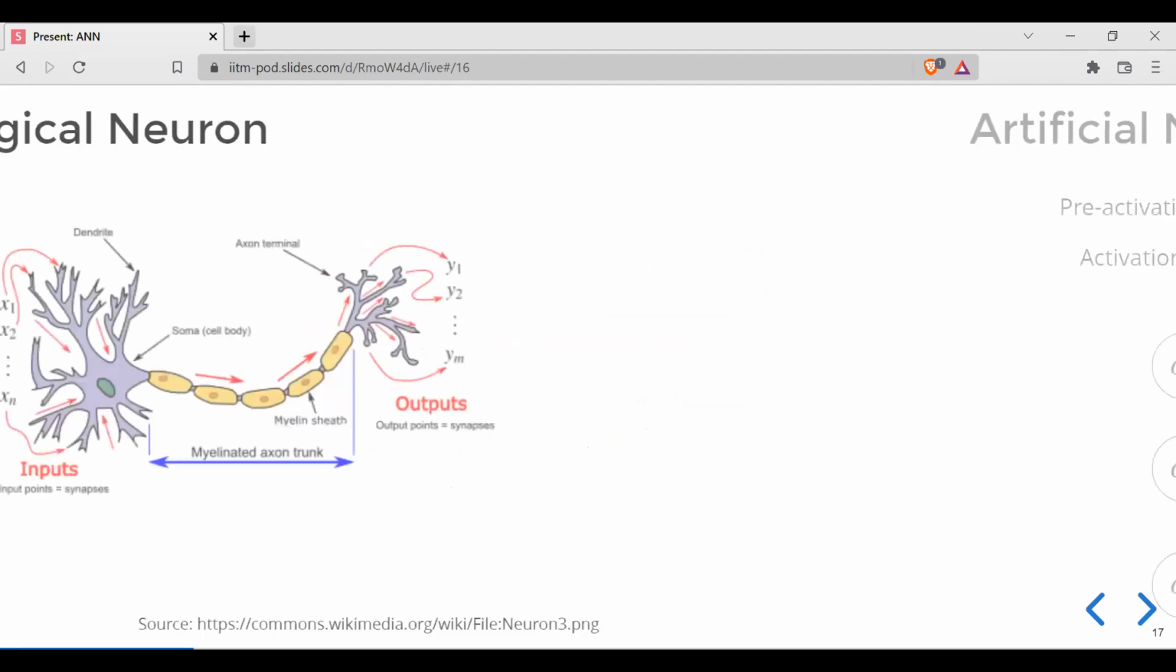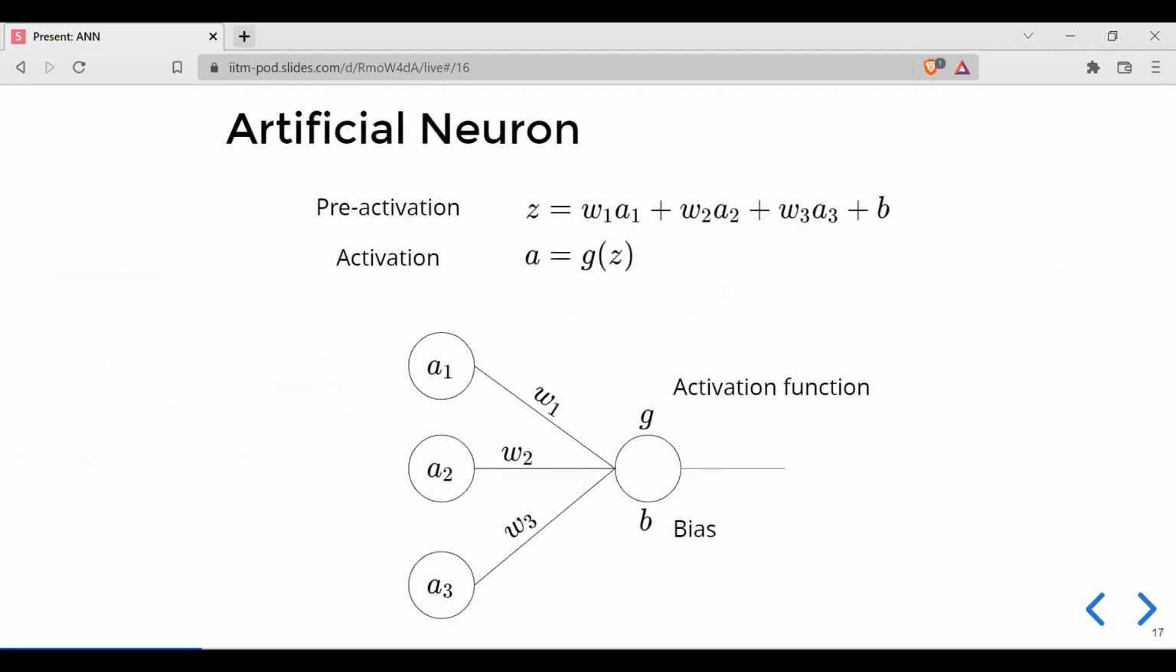Remember, we have to define a network. The basic unit is called an artificial neuron, and the neuron is nothing but a logistic model, or perceptron model. In logistic regression or perceptron, we take the input, compute the weighted sum, and then apply an activation function.